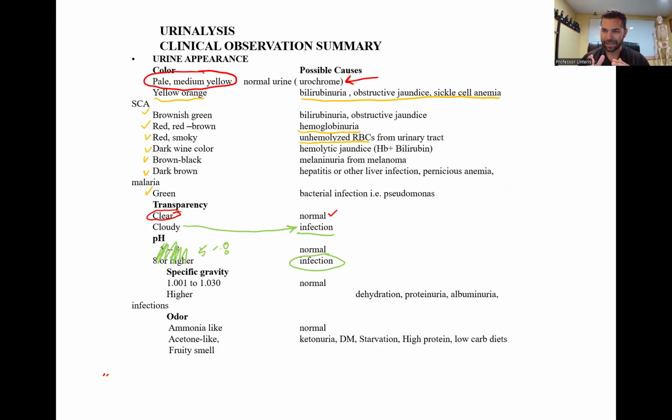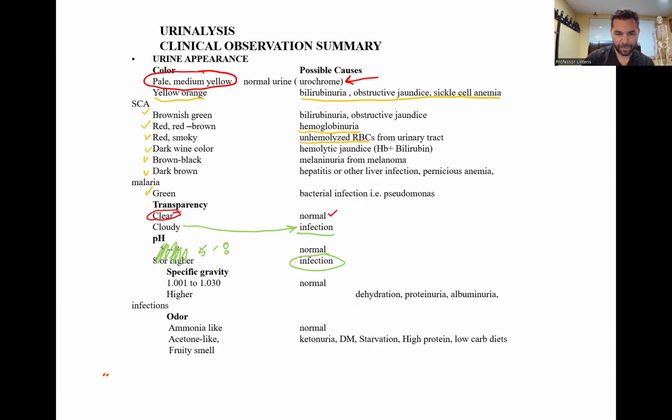If we recall, acidity is a lower number, below 7. The lower the number, the more acidic. And the higher the number, the more basic, obviously, above 7. So 8 could be an indicator maybe the urine sat there for a little bit or possible infection.